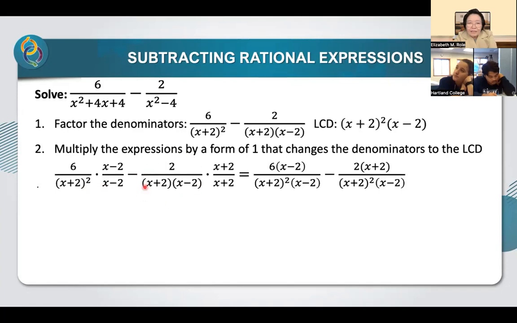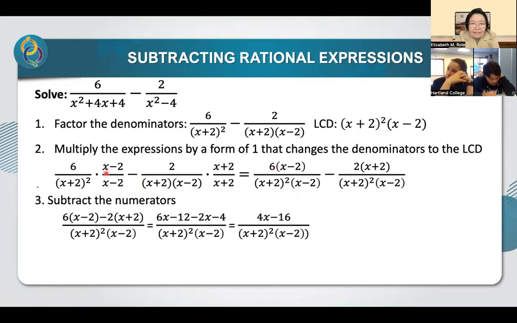For this fraction, 2 times x plus 2 over x minus 2, so that I can get x plus 2 squared times x minus 2, I just multiply this by x plus 2 over x plus 2. Because if I do that, x plus 2 times x plus 2 is x plus 2 squared times x minus 2. So in other words, they now have the same denominator. And then you proceed by multiplying, and you get 6 times x minus 2 over this, minus 2 times x plus 2 over x plus 2 squared times x minus 2.